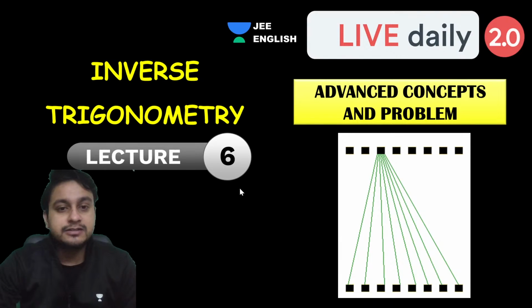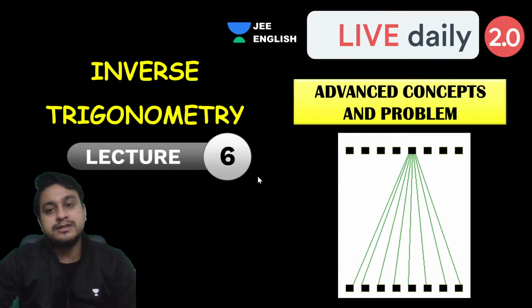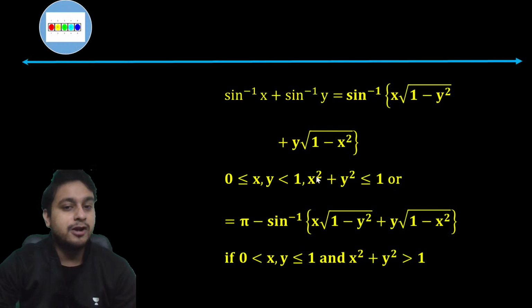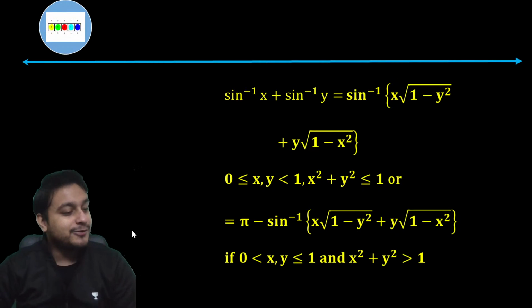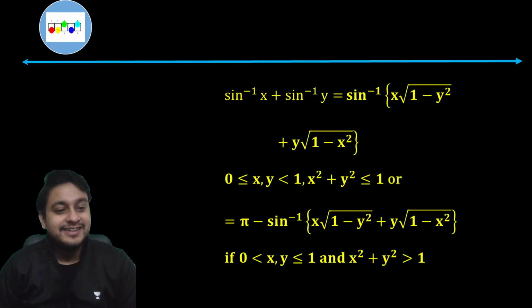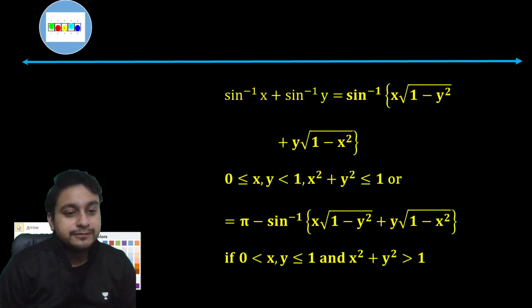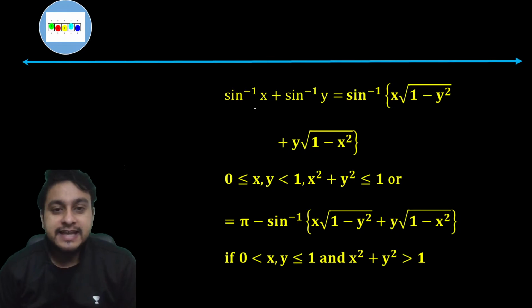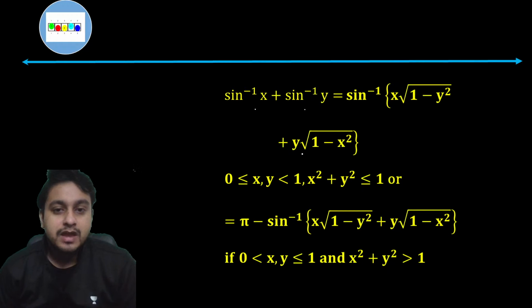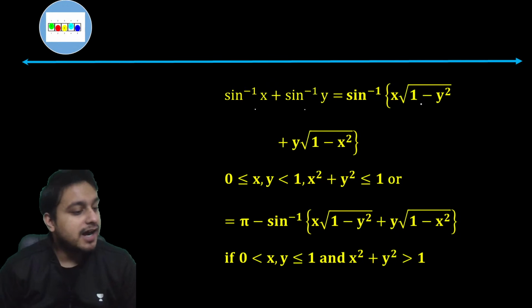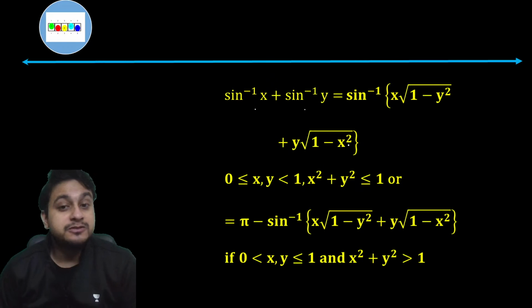Okay guys, so let's move ahead with inverse trigonometry lecture number 6, advanced concepts and problems. Okay Divya, ask your doubt quickly. Okay, so guys, obviously the first formula which we have to prove is sin inverse x plus sin inverse y is sin inverse of x under root 1 minus y square plus y under root 1 minus x square. So we have to prove this formula.